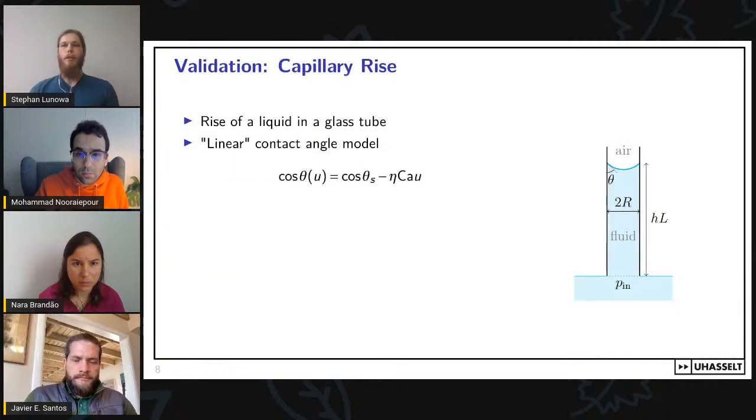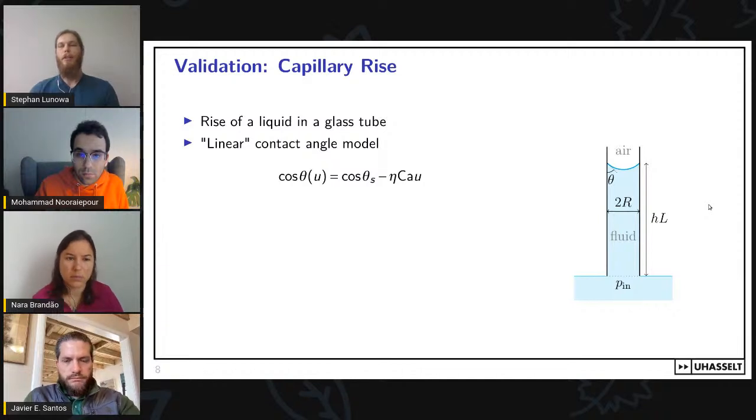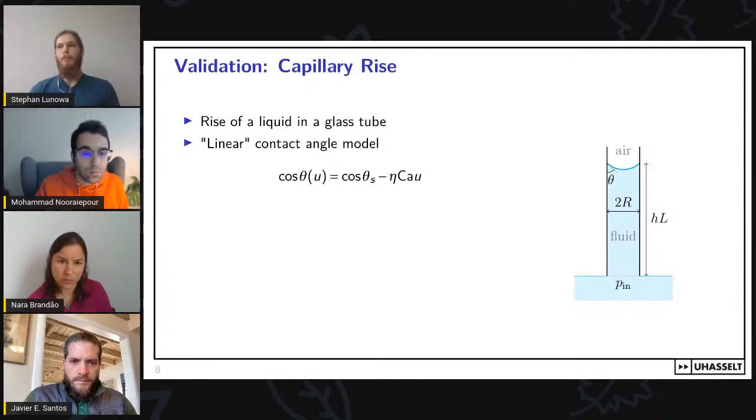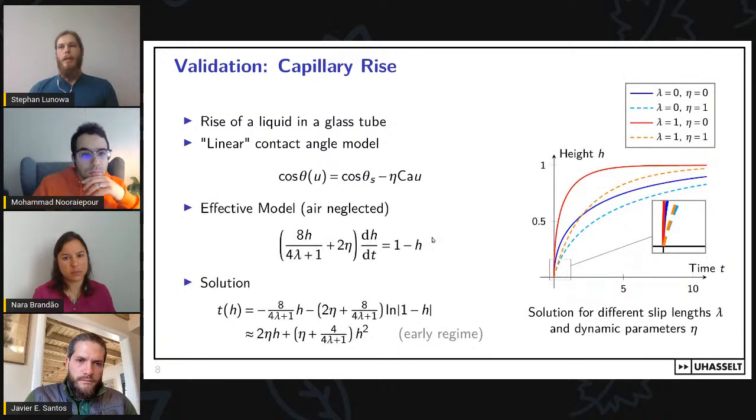Now, of course, up to now, I have only shown equations. So the question arises, how can we validate that such things are relevant? And for that, I want to present a simple application of capillary rise. So there you have a rise of a liquid in a vertical glass tube. For the model, we use this kind of linear contact angle model as it comes from molecular kinetics theory. Then the effective model looks like this. That's interestingly more or less the Lucas-Washburn equation, just incorporating this slip effect and the dynamic contact angle effect.